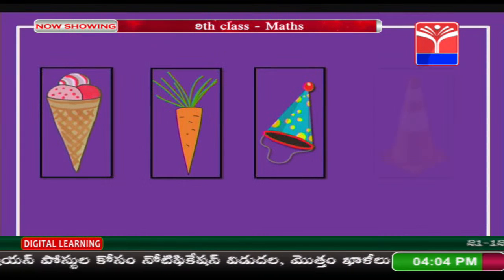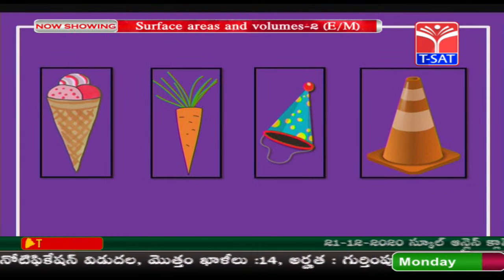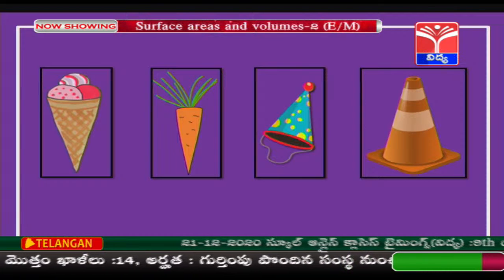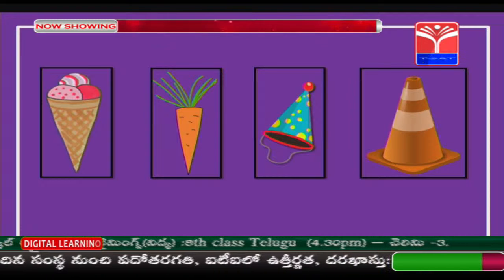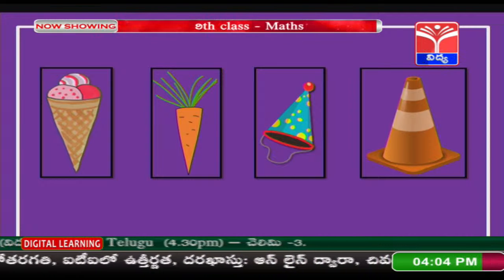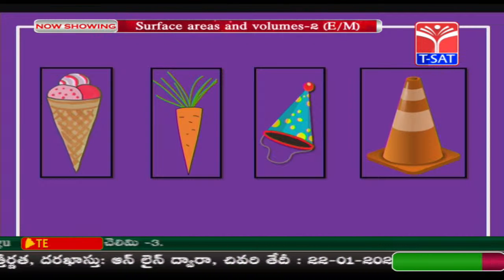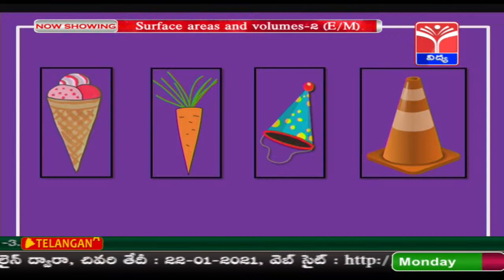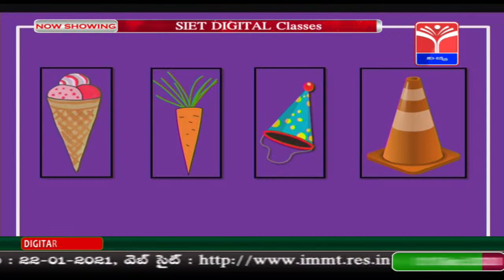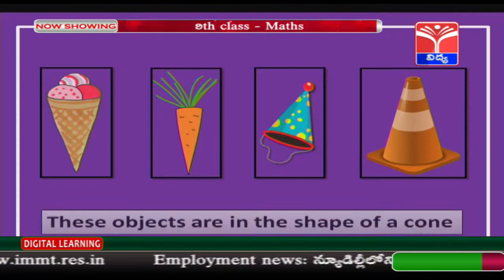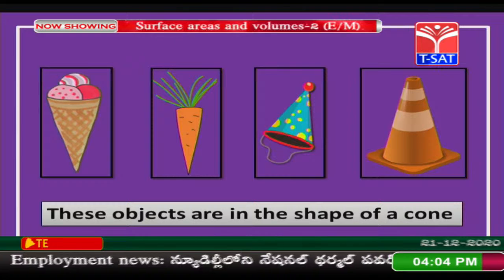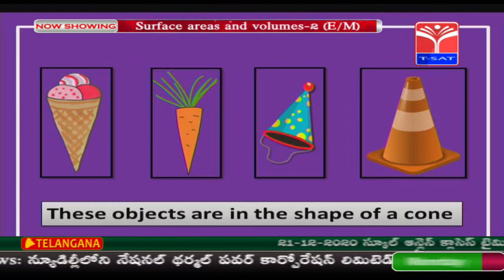Let us see the objects shown on your screen, children. Yes, the first one is an ice cream, the second one a carrot, third one a birthday cap, whereas the fourth one you might have seen when you are passing on roads, right, children? Mostly the traffic police, they use this. Now, what is the shape of all these objects, children? That's right. These objects are in the shape of a cone.